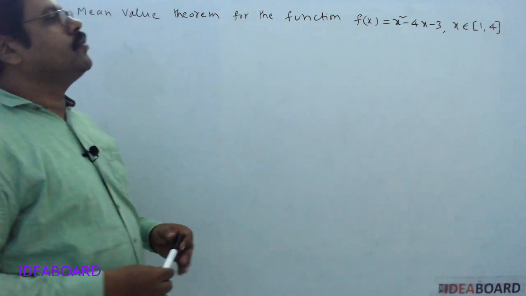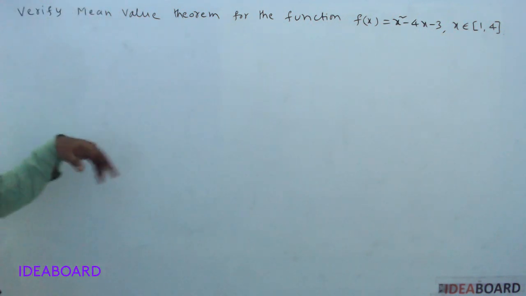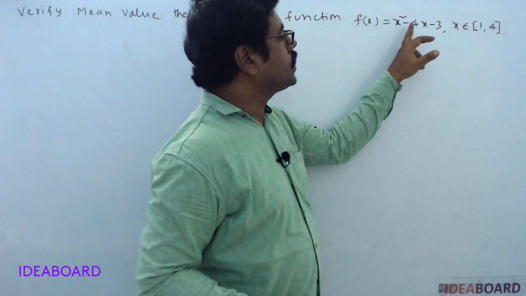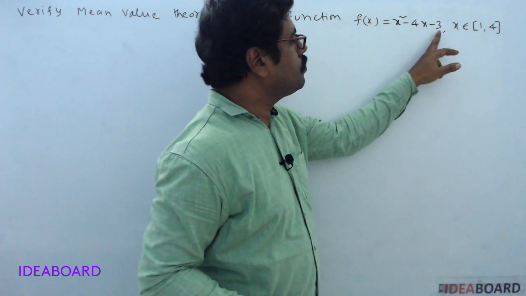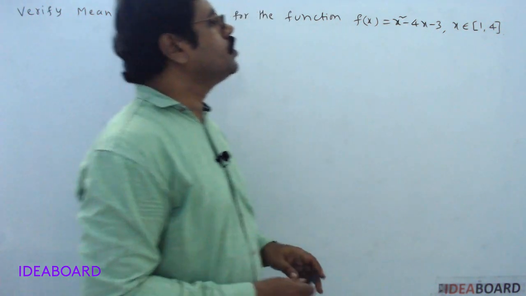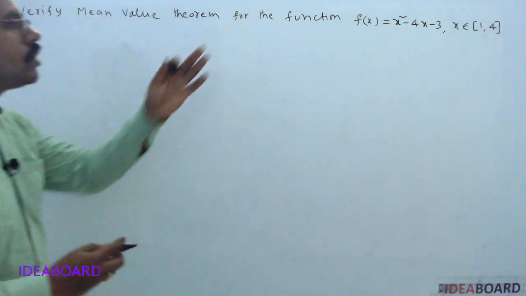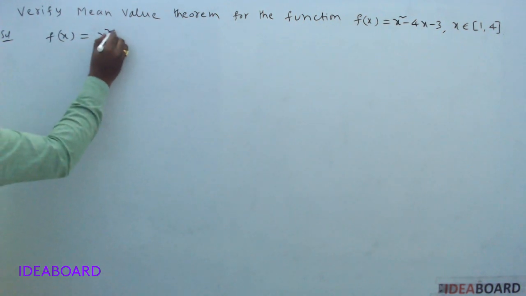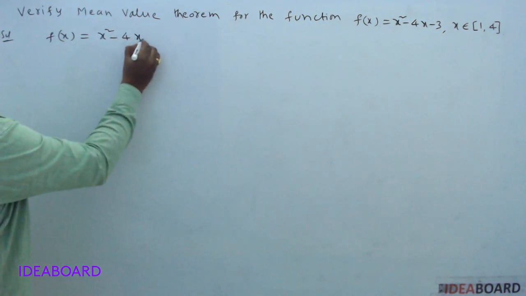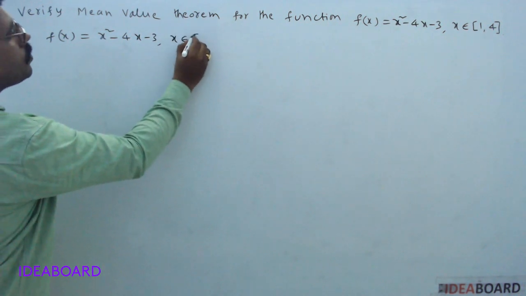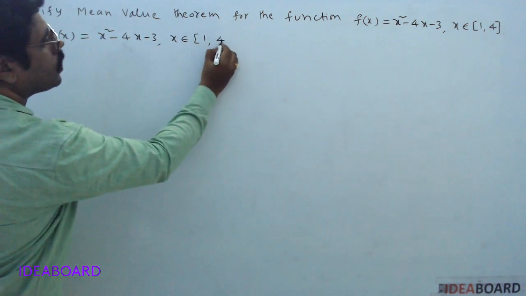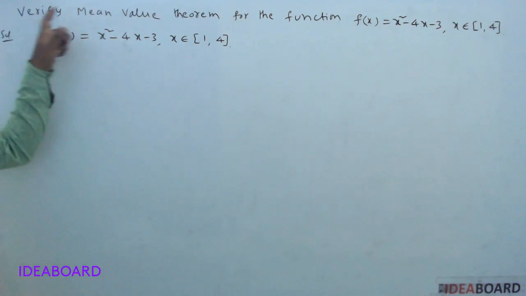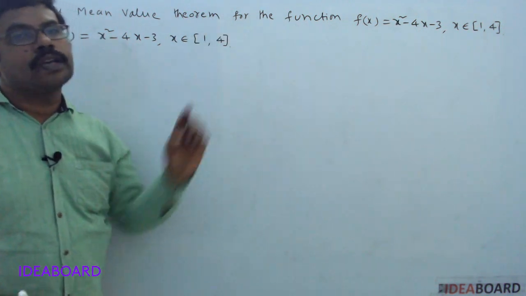See, one more question on the mean value theorem. Verify the mean value theorem for the function f of x equals x square minus 4x minus 3, where x belongs to the closed interval 1 comma 4. Now, what is the given function? f of x equals x square minus 4x minus 3, x belongs to the closed interval 1 comma 4. Now, what is the statement of the problem? Verify the mean value theorem for the given function.